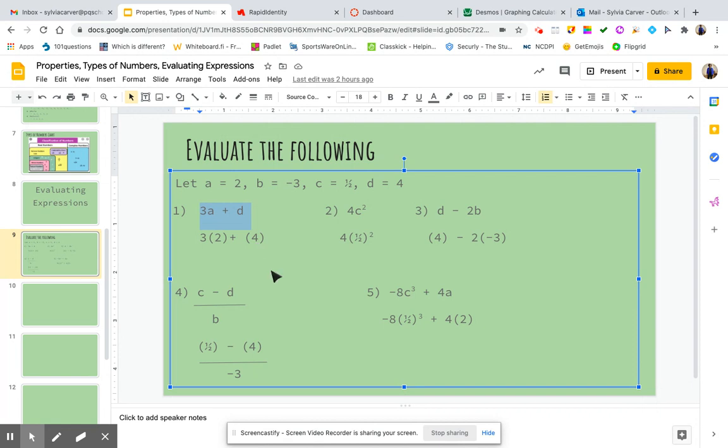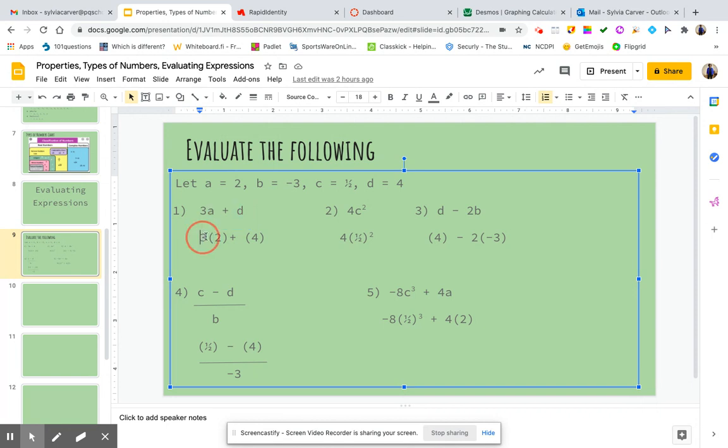Just a little suggestion, I always try to put parentheses around whatever I'm substituting, because as we get into substituting variables and longer, more complex expressions, I want you to get in the habit of putting parentheses around what you're plugging in. So I'm plugging in 2 and I'm plugging in 4.